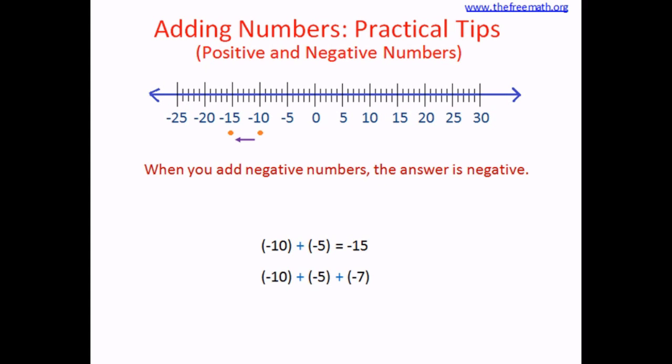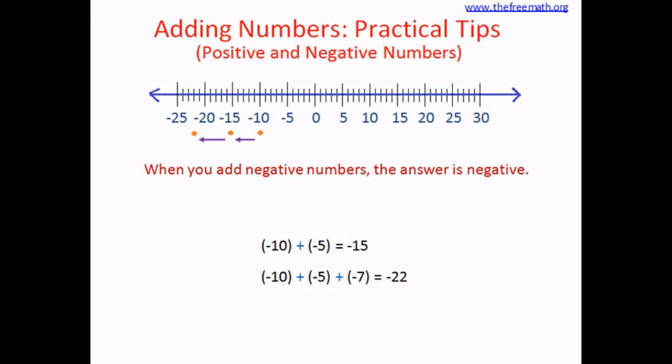What if there are more than two numbers? Let's take an example. Negative 10 plus negative 5 plus negative 7. We've already done the addition of negative 10 and negative 5. We reached here up to negative 15. Let's add the third number, which is negative 7. So you continue to face left and go 7 steps forward, so you reach here, which is negative 22. Again, the answer is negative, so this rule is correct.